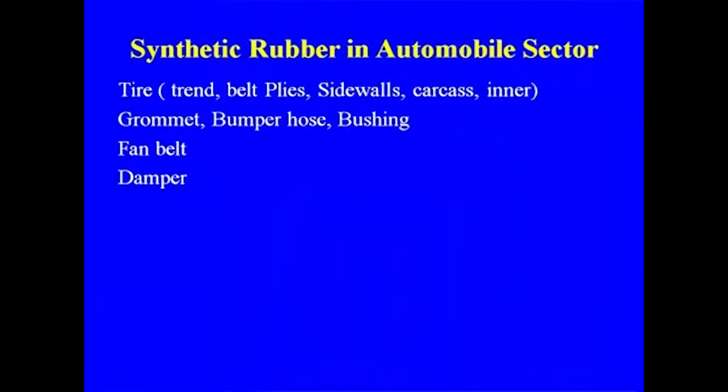So that was one of the major uses, along with the chain, belt plies, side walls, carcass, inner liner, grommet, bumper, hose, bushing, fan belt, damper. These are some of the applications of rubber in the automobile sector.